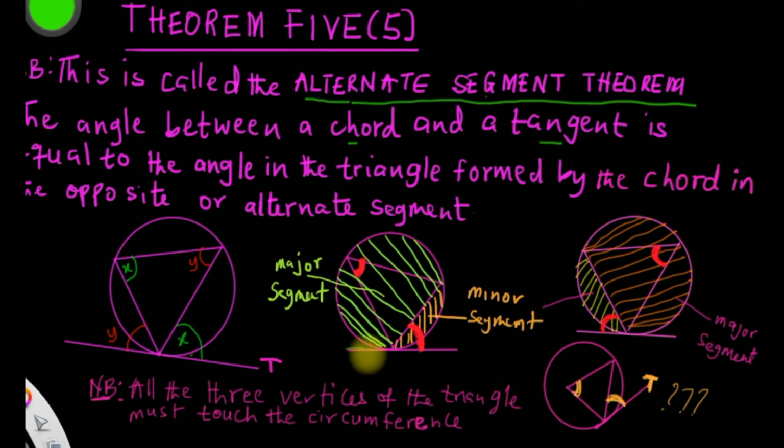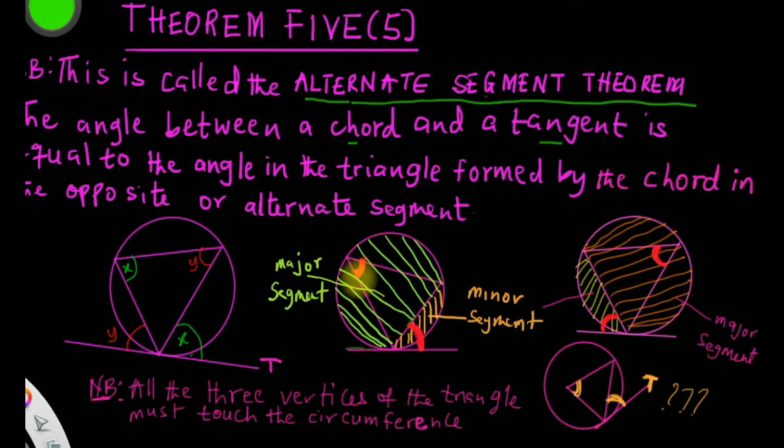Okay, let me take it once again. The angle between this tangent and this chord is equal to what? The angle in the triangle. This is the triangle formed by what? The chord. The angle in the triangle formed by the chord in the opposite, or alternate, segment.